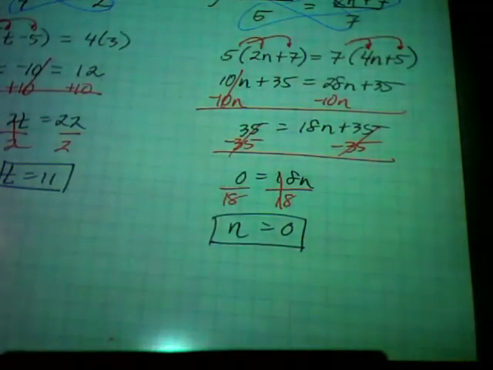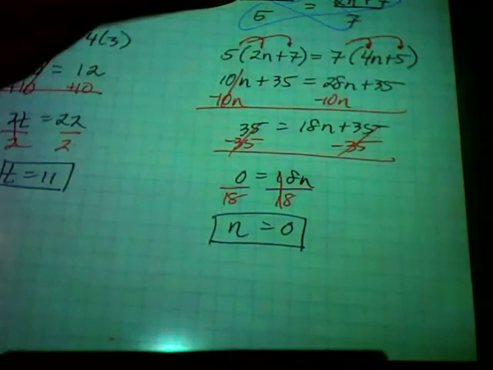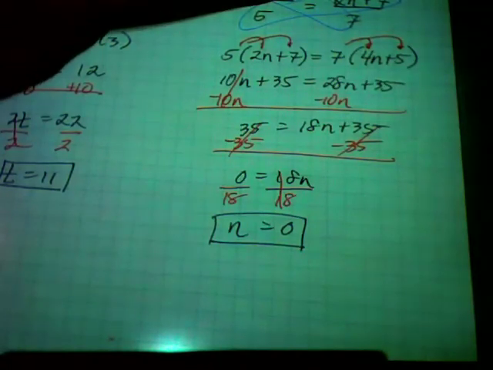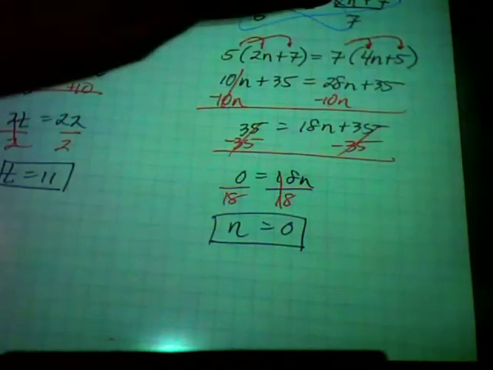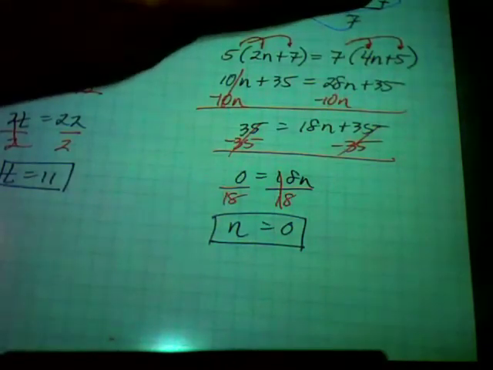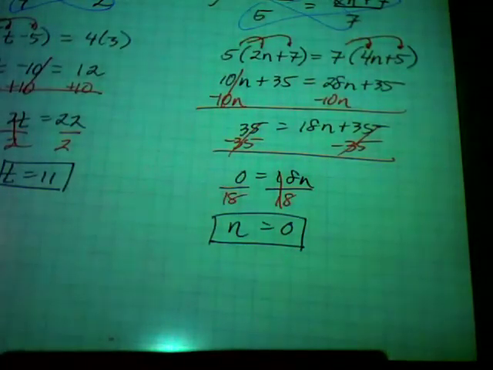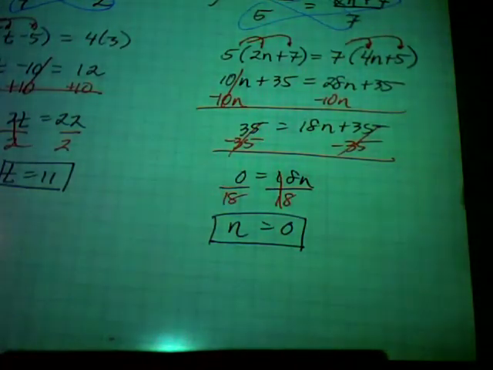Then if you plug 0 back in, what's 0 times 4 plus 5? What's 5 over 5? 1. What's 0 times 2? 0. Plus 7? What's 7 over 7? Doesn't 1 equal 1? So it checks. Shocking.